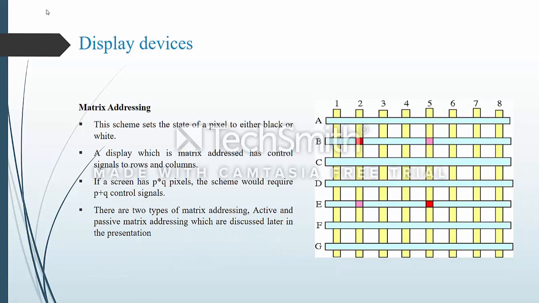Matrix addressing. This scheme sets the state of a pixel to either black or white. A display which is matrix addressed has control signals to rows and columns. If a screen has p by q pixels, the scheme would require p plus q control signals. There are two types of matrix addressing: active and passive matrix addressing, which are discussed later in the presentation.